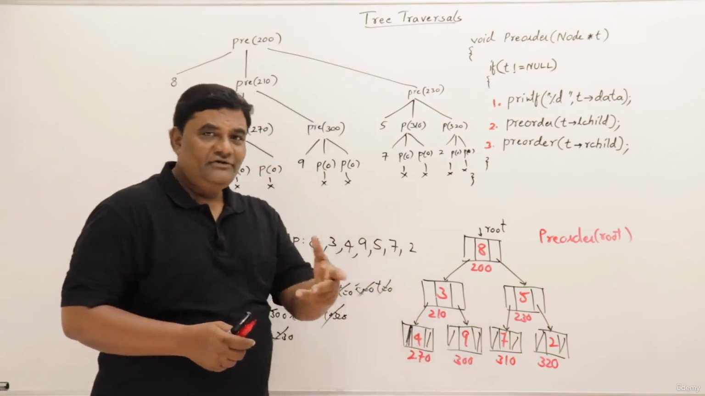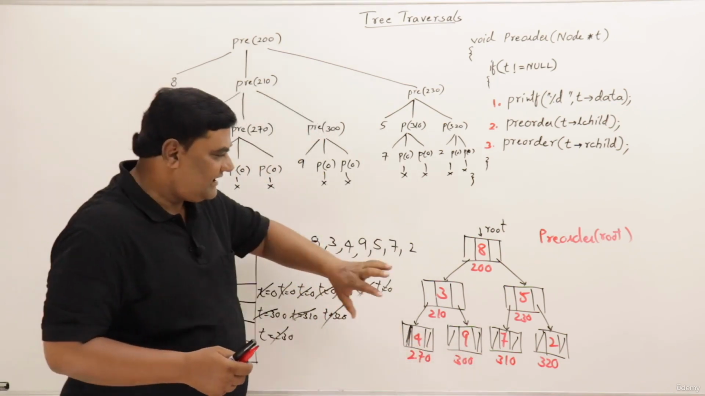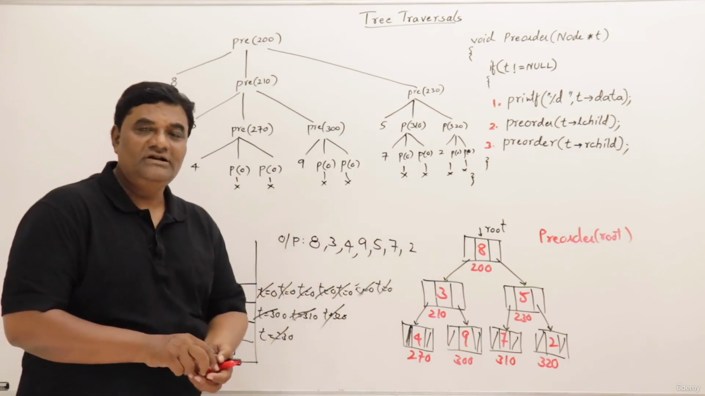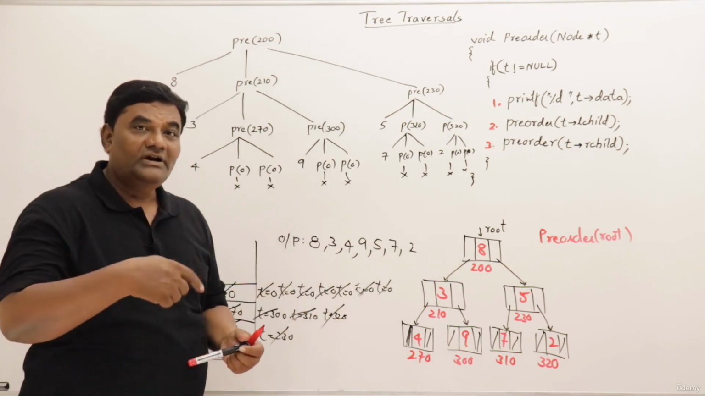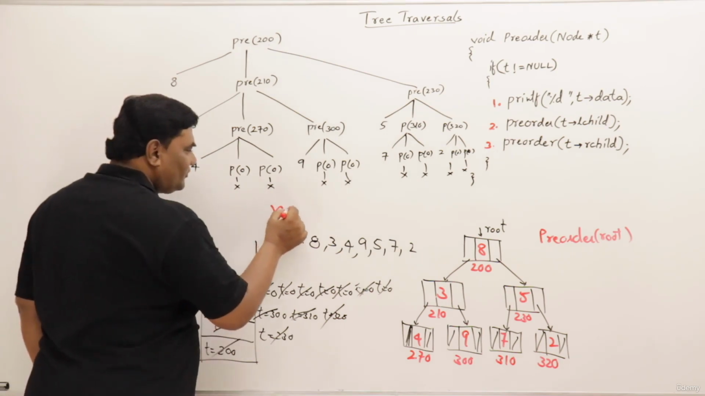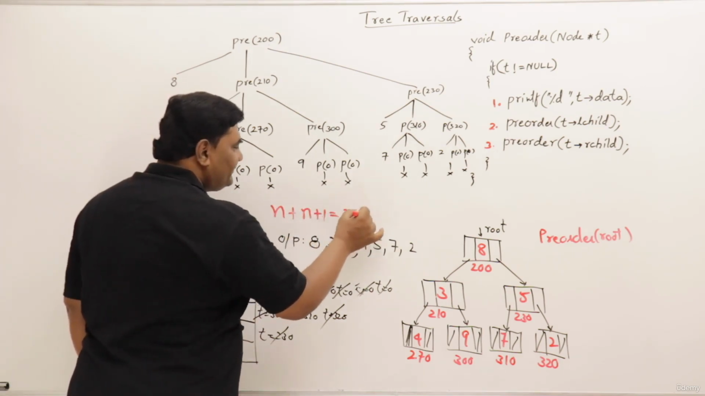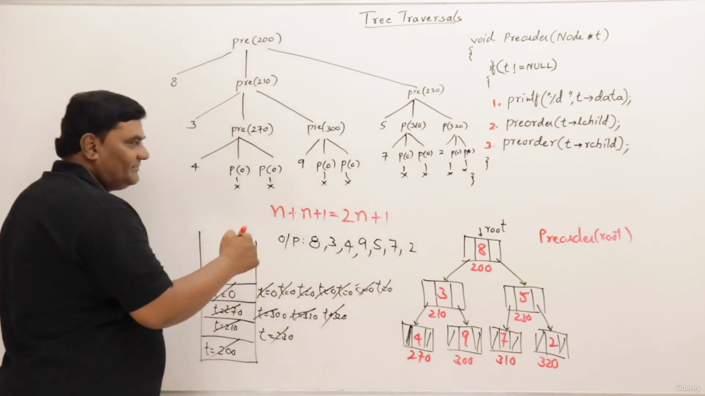Actually, if you see, these calls with addresses are equal to nodes, and these nulls are for null pointers. If you remember, we already saw that if there are n nodes, there will be n plus 1 null pointers. N for number of nodes, then n plus 1 for number of null pointers. So total number of calls are 2n plus 1.